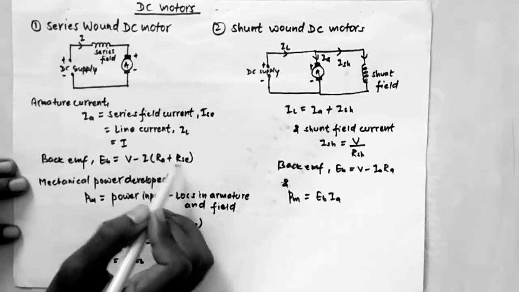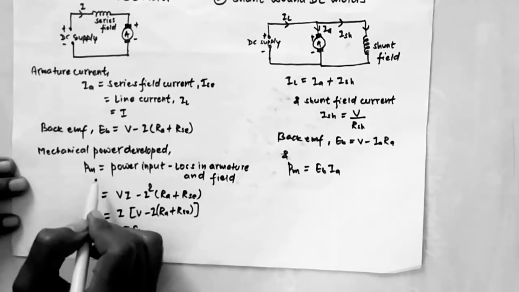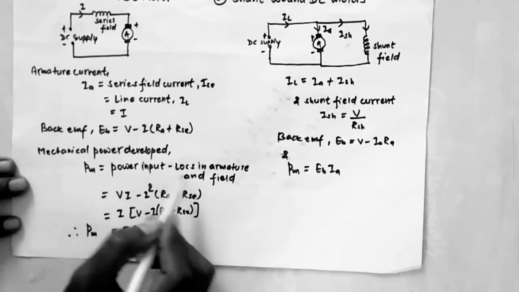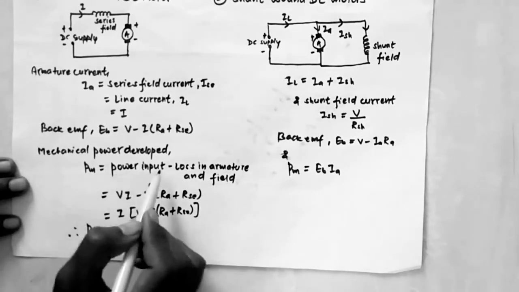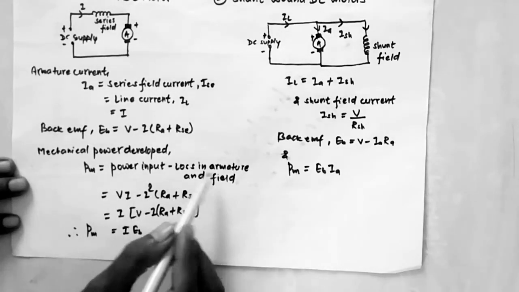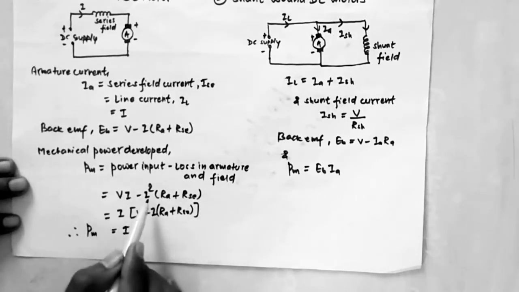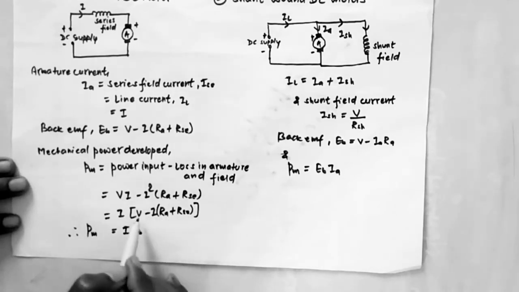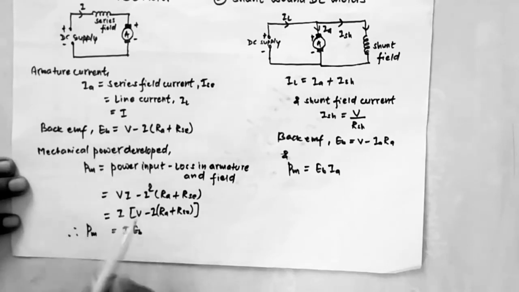I into (Ra plus Rsc), and the mechanical power developed is given by Pm equals power input minus loss in armature and field. Power input is given by VI, and loss in armature and field is given by I square (Ra plus Rsc). If you take I common, we can write I into (V minus I into (Ra plus Rsc)), and in place of V minus I into (Ra plus Rsc) we have the back EMF Eb developed. So we can write the mechanical power Pm equals I into Eb.